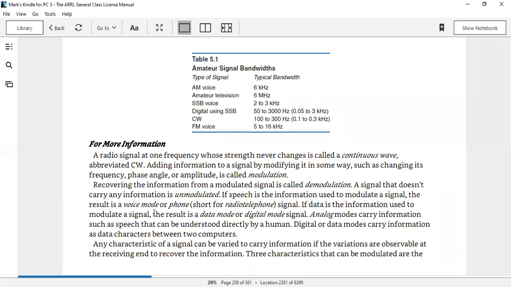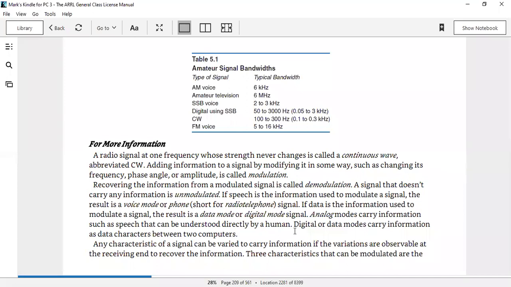And by the way, phone, which we call voice, is short for radio telephone signal. That was the original term back in the 20s, because telephones were all people had back then. So they were using telephone, using radio. So it's called radio telephone. And if data modulates a signal, it's data mode, and it has to be a computer. Digital and data modes are the same.